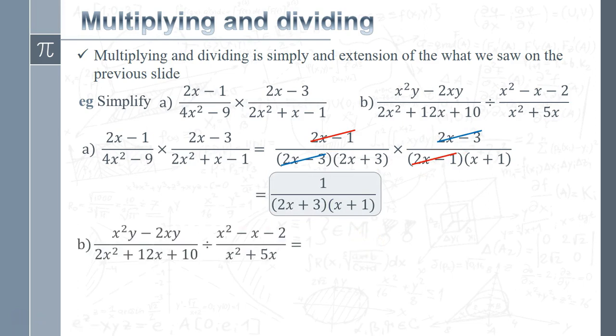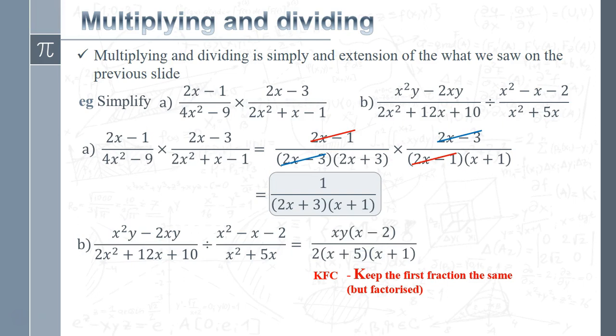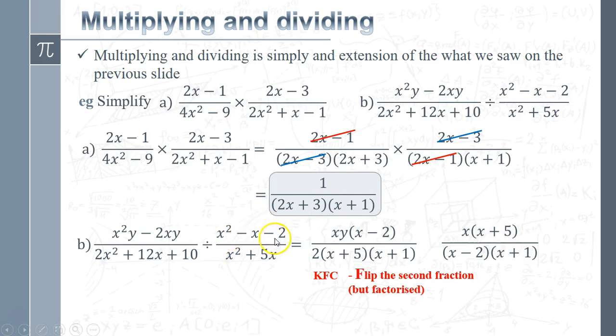In part B, we're dividing fractions. So if you remember back to your division of fractions from when you were in year 7, it was just a case of KFC. Keep the first fraction, but what we can do is factorise it. So there it is, the factorised version of the first one. Flip the second one, and again I'm going to factorise that and flip it. So there it is, factorised, so you can see it's the x squared plus 5x. That's that bit there, but factorised, x squared minus x minus 2. There it is, it's now on the bottom, flipped upside down and factorised. And then the C is to change the sign.